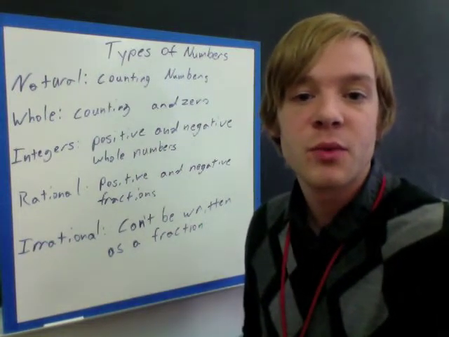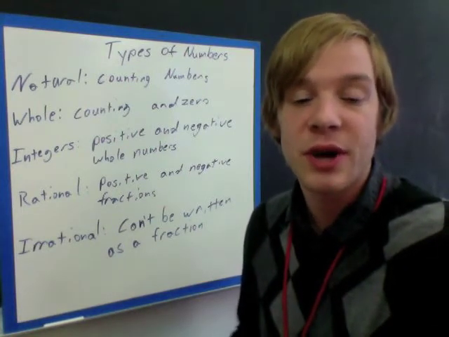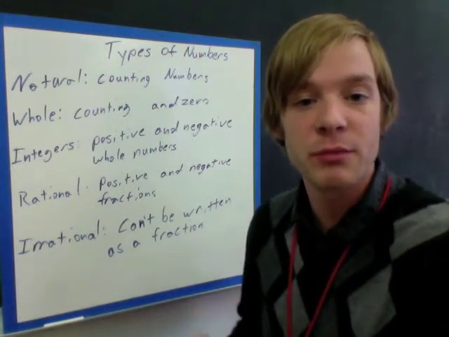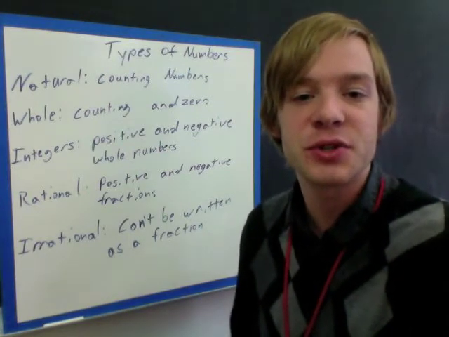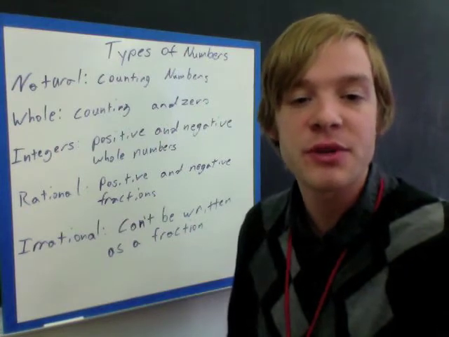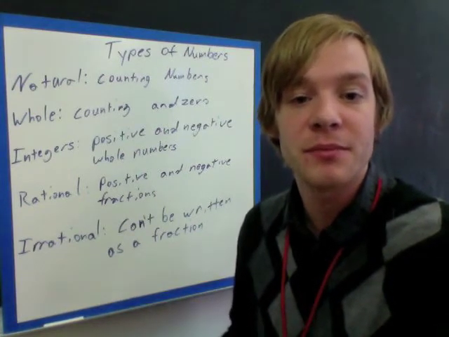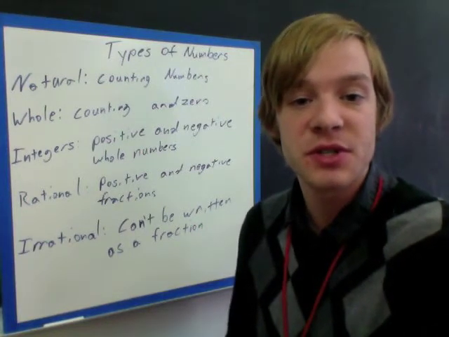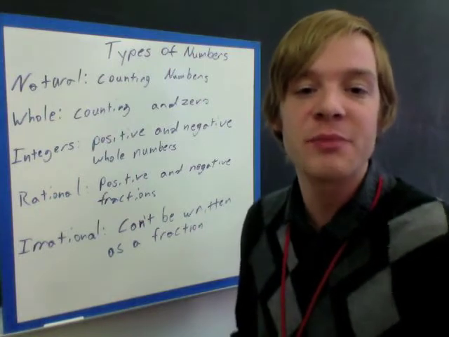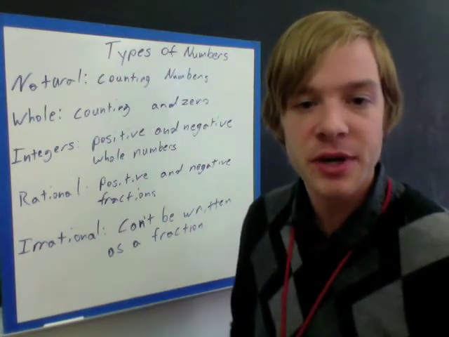Next up, we've got positive and negative fractions. These are rational numbers. Rational numbers include the whole numbers as well, but we are throwing in fractions in addition to the positive and negative whole numbers that we had before. So the rational numbers are literally anything that can be rewritten as a fraction. So if you have 0.5, well, you can write 0.5 as 1/2. That makes it a rational number.